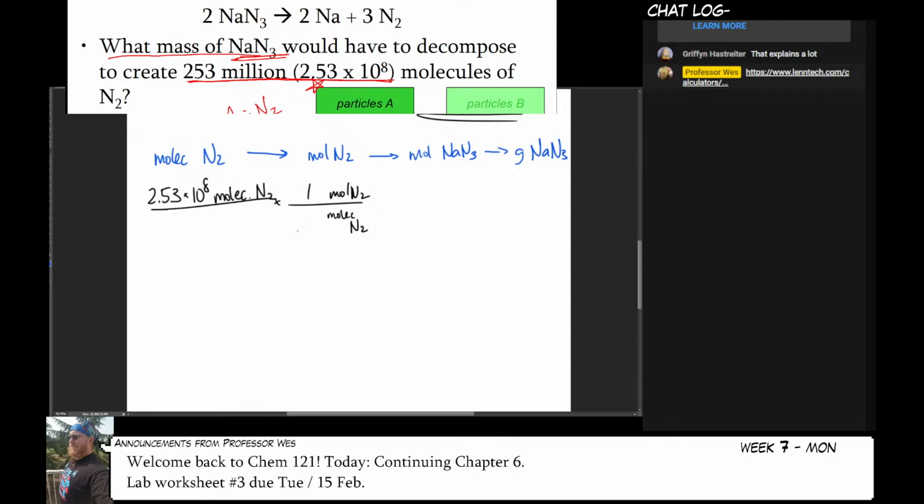All right, how many molecules are in a mole? Hopefully you immediately are saying, oh yeah, Avogadro's number of them, huh? All right, now that I know the number of moles of N2, we can turn moles of N2 into moles of sodium azide, which according to the balanced equation would be for every 3 N2 I get out, I need to put in 2 NaN3.